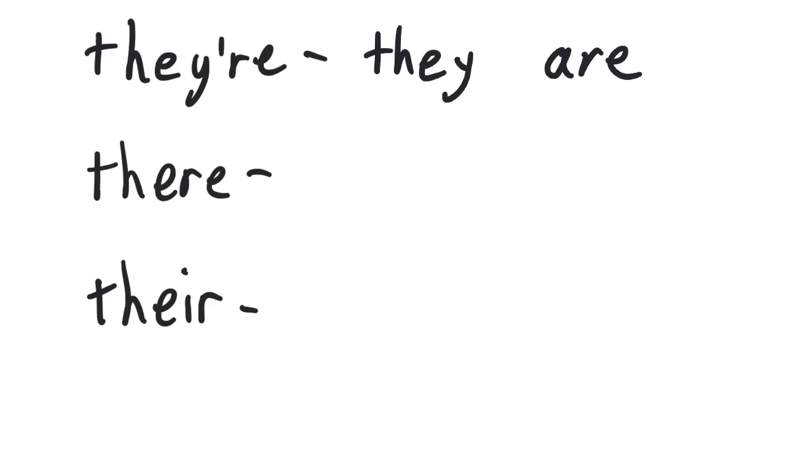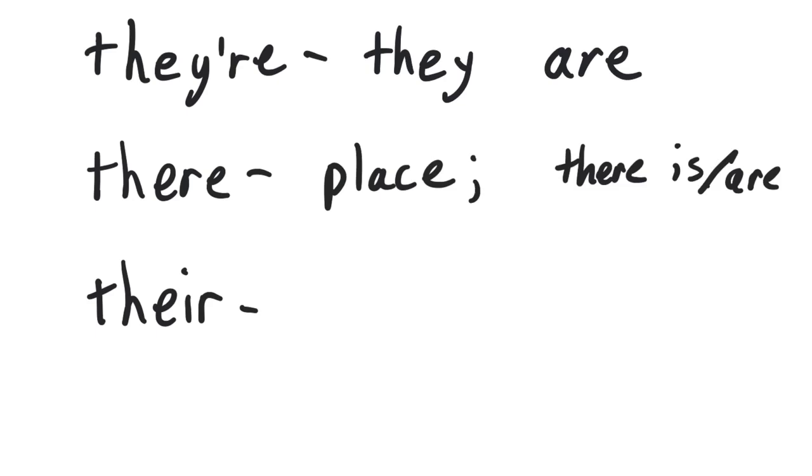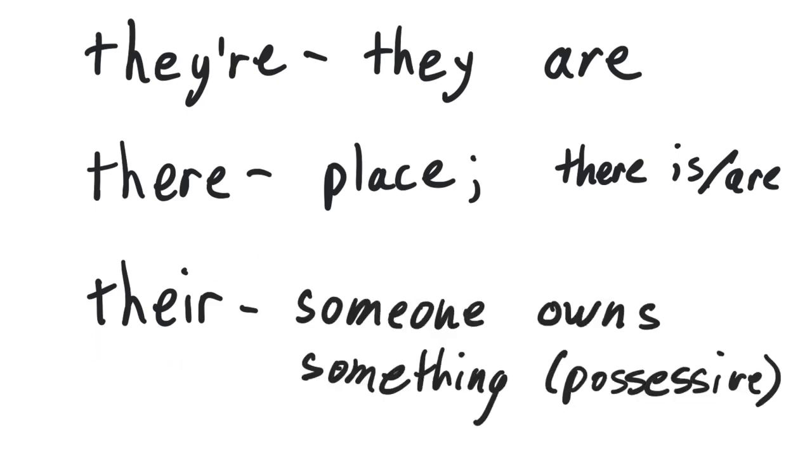The next one, THERE, is usually referring to a place, like over there or right there. Also, if you're going to say there is or there are, that's the there you're using. And the last one, THEIR, that is the one you use when somebody owns something, like this is their house or this is their school. When someone owns something, or really when people own something, it is theirs. That's the one you use for that.